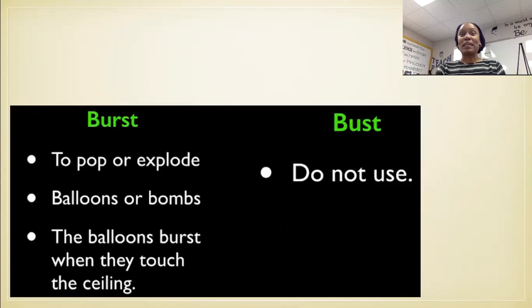Burst versus bust. Ooh, we never want to use that word bust, but there are instances in which burst is appropriate. Burst means to pop or explode. And you have burst balloons in the past, correct? All right, let's look at our sample sentence. It says the balloons burst when they touch the ceiling. Some of us have experienced that. And again, you want to eliminate bust from your vocabulary.